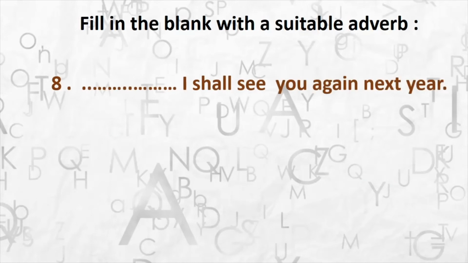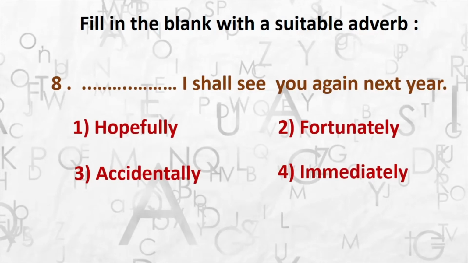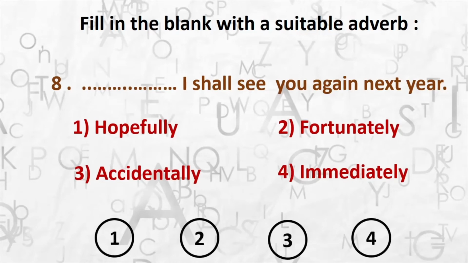Question number 8. Dash, I shall see you again next year. So what word will come in this dash? Will it be hopefully, I shall see you again next year? Fortunately, I shall see you again next year? Accidentally, I shall see you again next year? Immediately, I shall see you again next year. So 1, 2, 3 or 4? Yes, it is the first one. Hopefully I shall see you again next year. So you're hoping to see someone again next year. Alright, moving to the second last question, children, in this particular pattern.